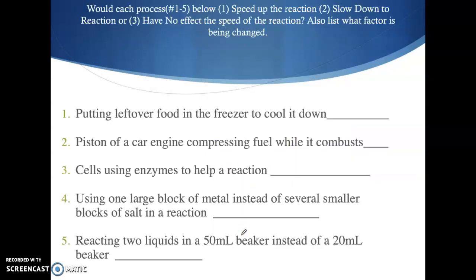Okay. Next part, you're going to say, does this speed up, slow down, or have no effect on the reaction? So 1, 2, or 3, and then list the factor that's being changed. Putting leftover food in the freezer so it doesn't spoil, that is going to slow down the reaction. The thing that's being changed is temp. Let's do one more. Piston with car engine compressing fuel, that will, 1, speed up the reaction. What's changing is the pressure of the gases. Okay, so look at these other 3. What are the factors being changed, and what is it going to do? It may be none.